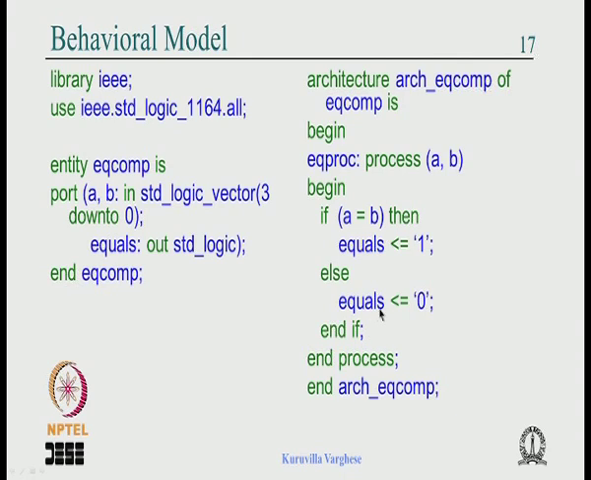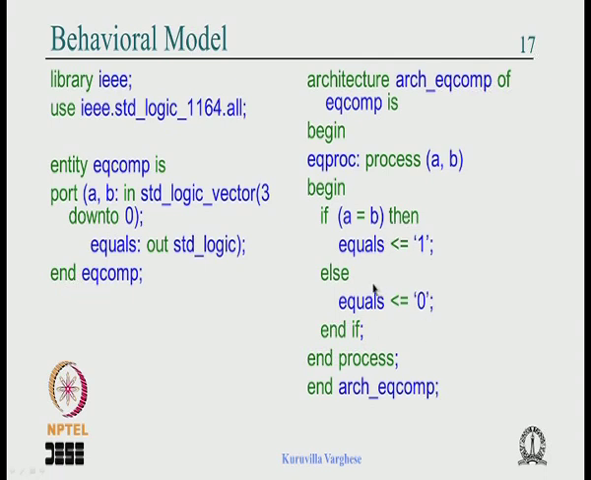Now for the synthesis tool, it is not going to bother about all these sensitivity lists and events happening, because the synthesis tool is not worried about the real time behavior. So it looks at this code, what is written in the code. In the code it says if A is equal to B, equal is 1, else equal is 0. So it generates the circuit matching this behavior, that's all. So it is equivalent to the when else code. When else said that equal gets 1 when A is equal to B, else it is 0. So it is identical to the when else.